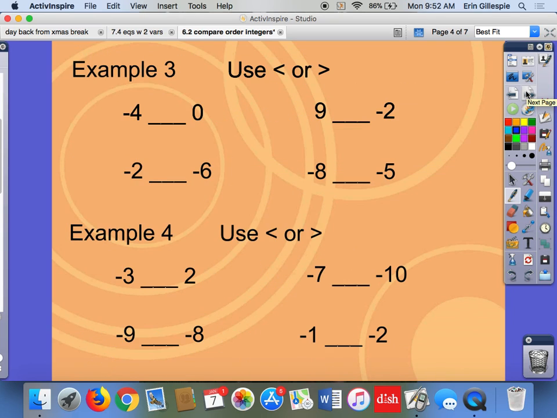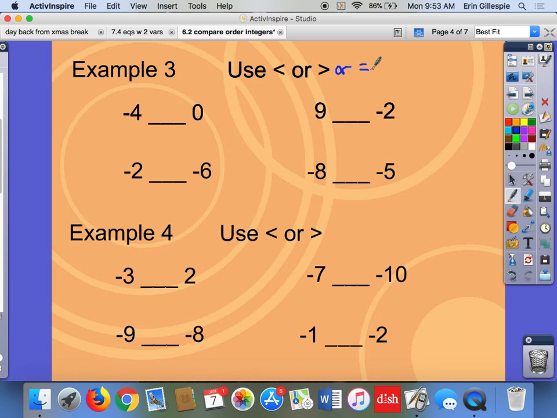The other way you guys are going to look at integers today is by comparing them. So a less than sign, a greater than sign, or potentially an equal sign. We don't have any that are equal here, but I think in your homework there might be one or two that are equal. So I'm just going to add that in just so you know it is a possibility.